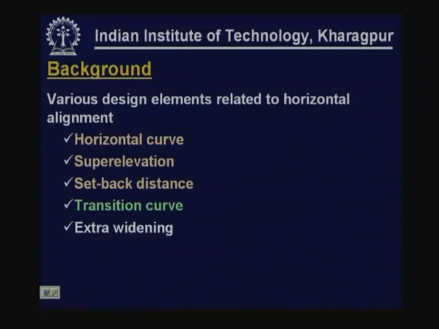Among different design elements, we have already discussed horizontal curves, the forces acting on a vehicle when it is negotiating a horizontal curve, the need for superelevation, the basis for design of superelevation under mixed traffic operation, the different approaches mentioned in AASHTO for distribution of e and f, superelevation and side friction factor, and also different methods for attainment of superelevation, their advantages and disadvantages.